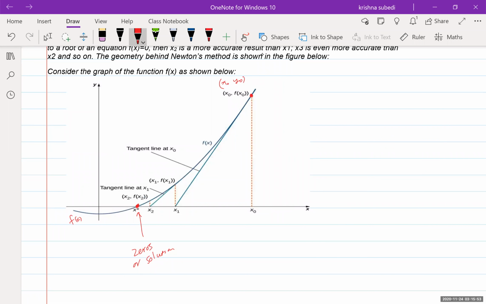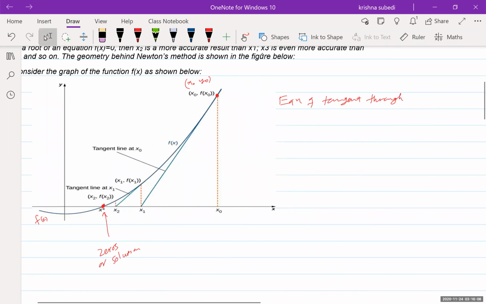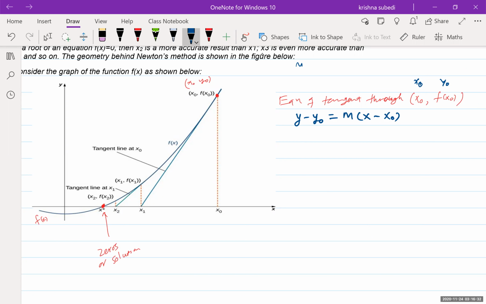Now, let me ask you one thing. What is the equation of the tangent line passing through x naught and f of x naught? You know the formula, y minus y naught equals m times x minus x naught, right? That's the formula. Or you can write y minus y1 equals m times x minus x1. It's the same thing.